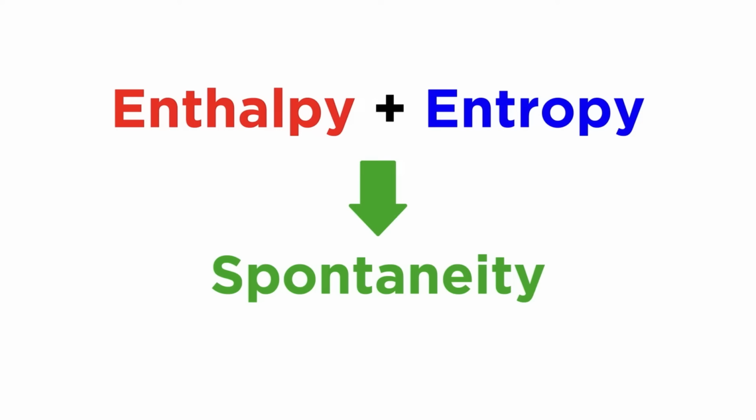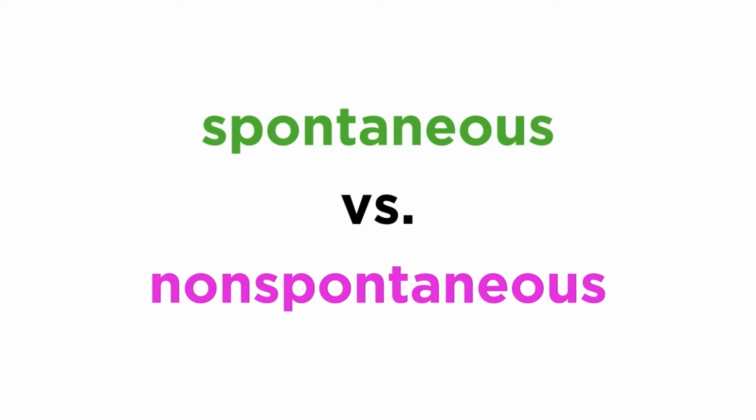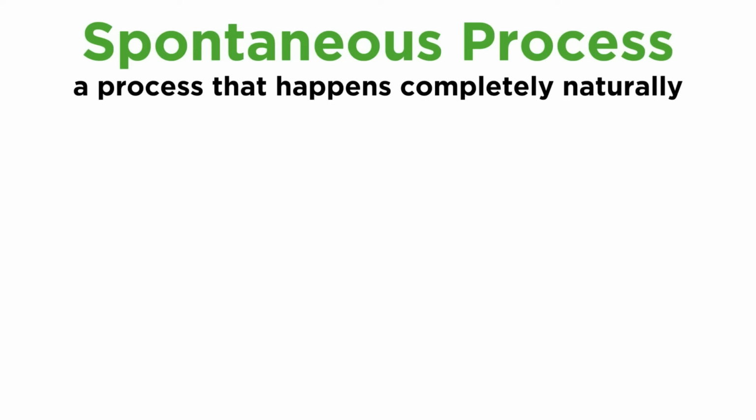Now, we have already discussed the concept of enthalpy. This concept can be combined with entropy as well as temperature in order to determine something called spontaneity, which is governed by something called Gibbs free energy. In order to understand this concept, the first thing we want to do is distinguish between a spontaneous and non-spontaneous process. A spontaneous process is one that simply happens on its own, completely naturally.